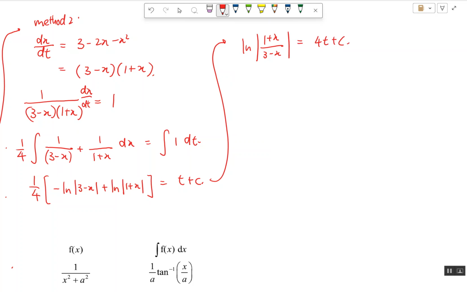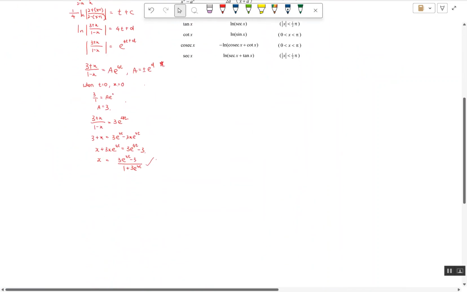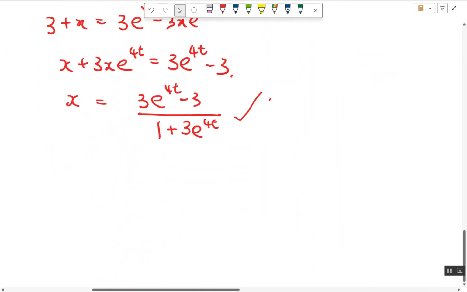Same thing, bring the e over and then remove the modulus. So (1 plus x) over (3 minus x) equals A e^(4t), where A is equal to plus or minus e to the power of d. And then you make x the subject, and I believe you are going to get the same answer as this. Now sometimes the question may ask you to express this in terms of e^(-4t).